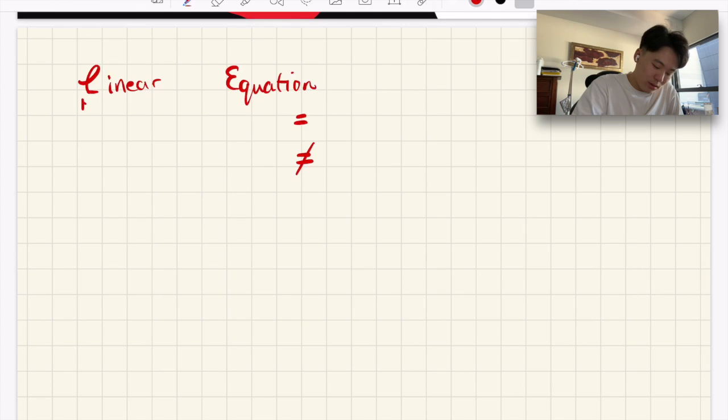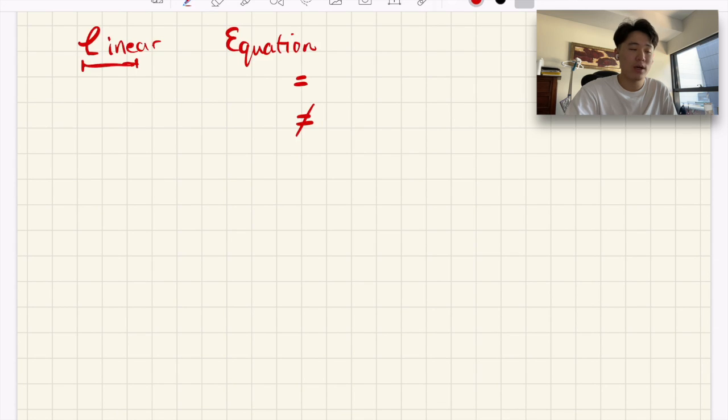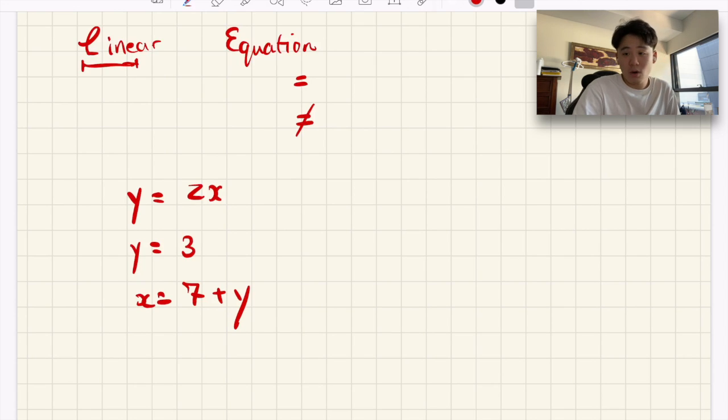Linear means it has the word line inside. The root word is line. So we're essentially trying to think of a linear equation as the clothing of a line. It gives it identity. Every line has an identity. You can draw it on a Cartesian plane any day you want, but you can't really name it and continuously draw it unless you have its equation. So for example, y is equal to 2x, y is equal to 3, x is equal to 7 plus y. These are all linear equations.